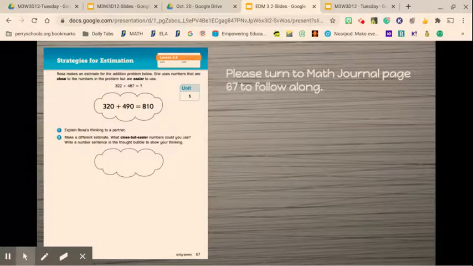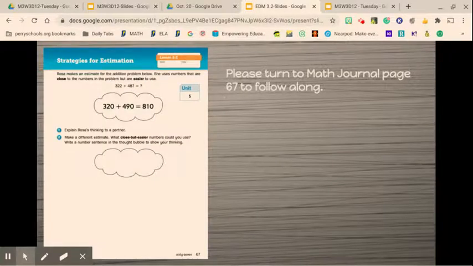So the question says, Rosa makes an estimate for the addition problem below. She uses numbers that are close to the numbers in the problem, but are easier to use. When we are looking at using easier to use numbers, we're looking at rounding or estimating. Those numbers need to end in a 0 so that they are easier to add. Whenever you are rounding, find a number that is ending in a 0.